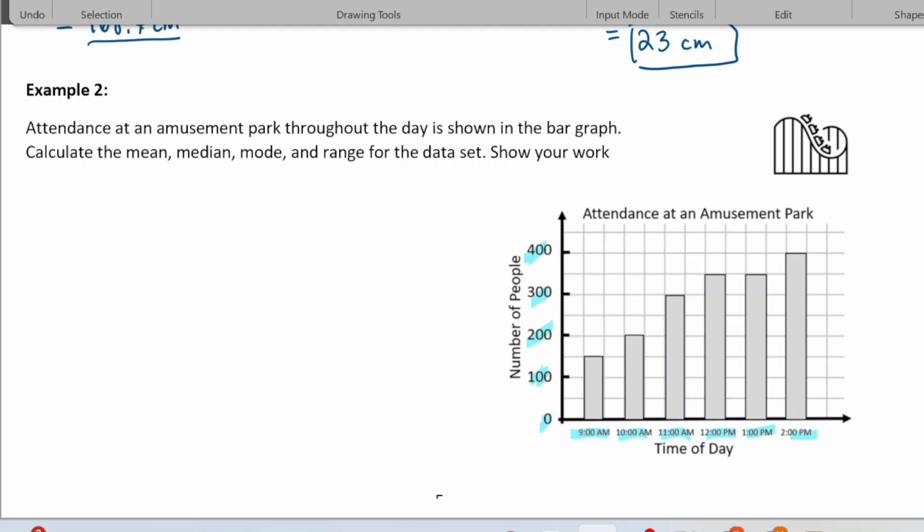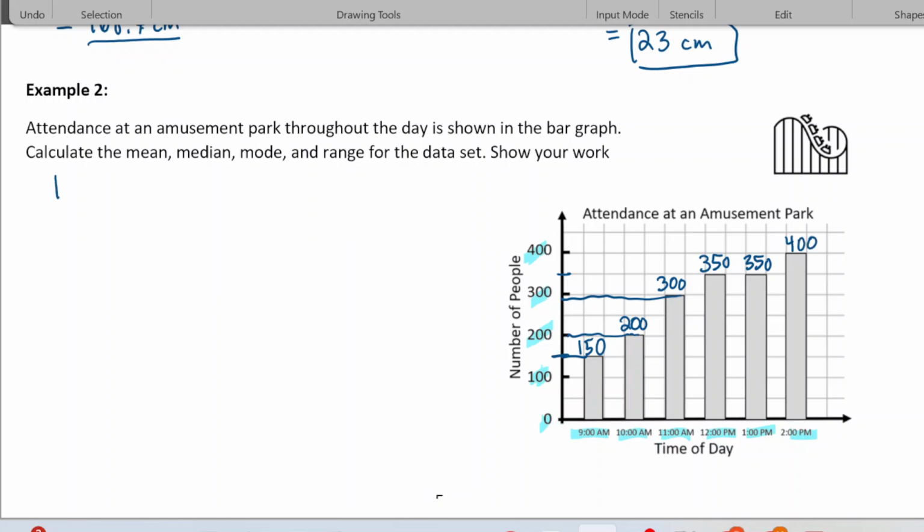So at 9 a.m. I had 150 people, because it's halfway between 100 and 200, so that's 150. At 10 a.m. looks like it's exactly 200. At 11 a.m. 300. This makes sense because usually at an amusement park there's going to be more people throughout the day, especially as you get into the afternoon. And then at 12 and 1, it's halfway between 300 and 400, so 350. And at 2 p.m. it's the busiest at 400.